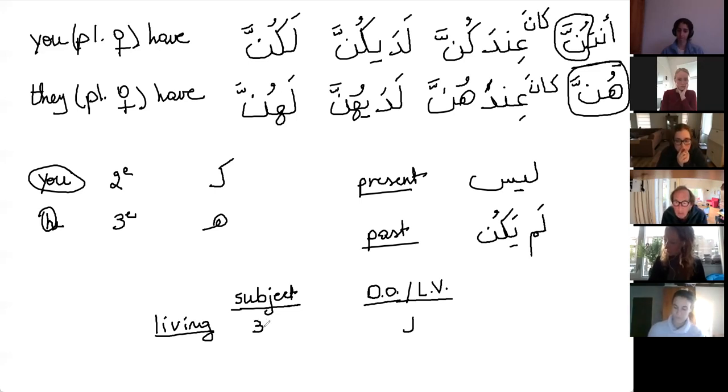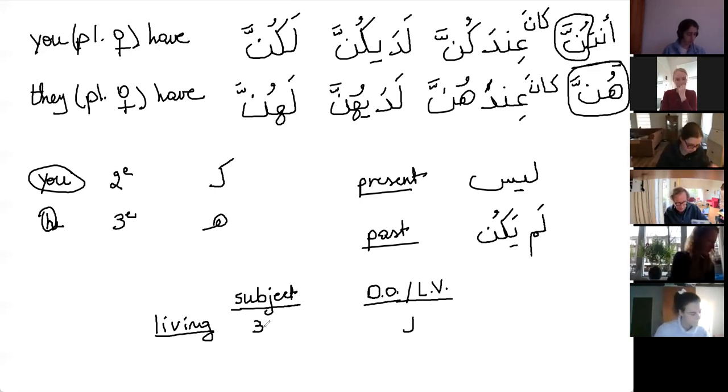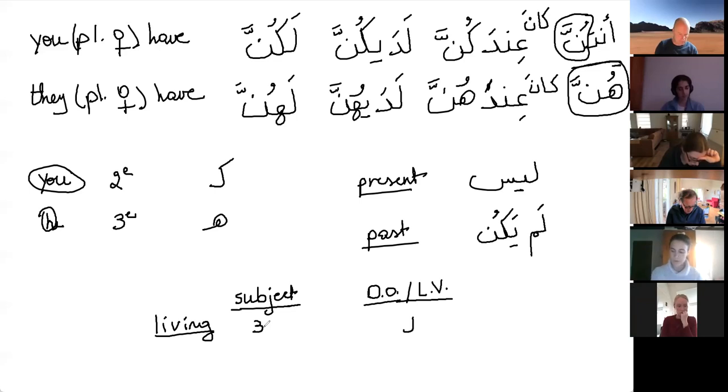Actually, the best thing would be to look at the diagram I have on page 118, the overview. So if your subject is living and your direct object is non-living, it's an object or a thing, then ʿinda is used. If the direct object is, ʿinda or ladā, it doesn't matter.